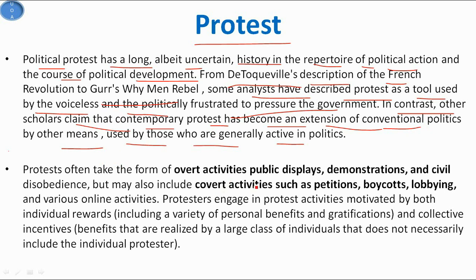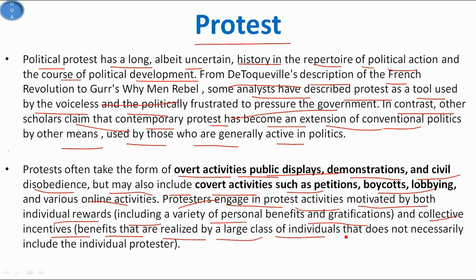So protests often take the form of overt activities such as public displays, demonstration and civil disobedience, but may also include covert activities such as petitions, boycott, lobbying and various online activities. Protesters engage in protest activities motivated by both individual rewards, that is including a variety of personal benefit and gratification, and collective incentives, such as benefits that are realized by a large class of individuals that does not necessarily include the individual protester.